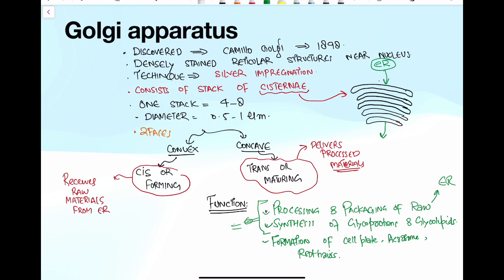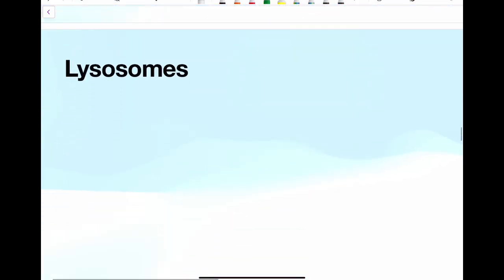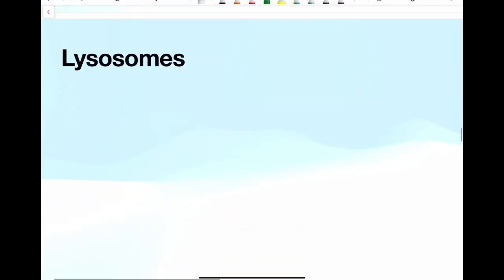Okay, so let's go to lysosomes. So what are lysosomes? Lysosomes are called suicidal bags. Actually they are vesicular structures which are formed by Golgi apparatus. It's a round vesicular structure formed by Golgi apparatus.